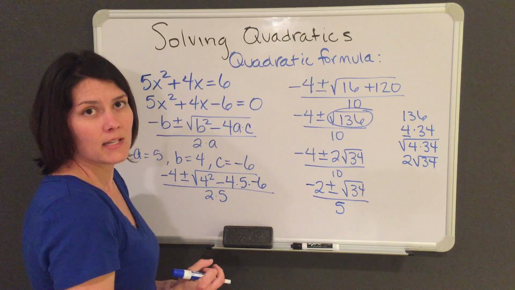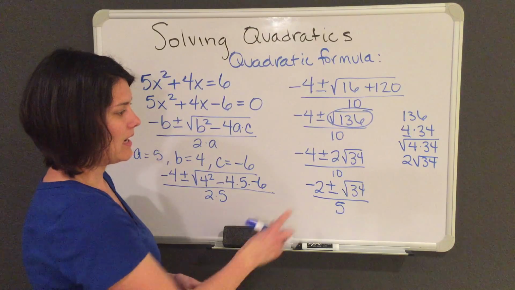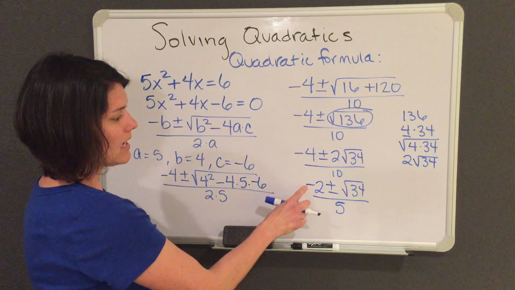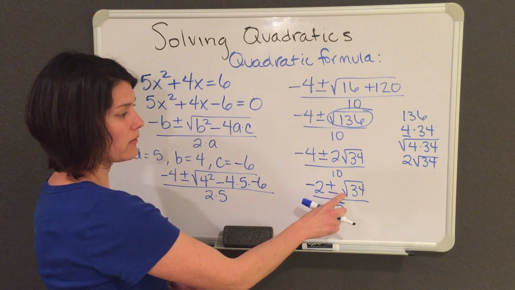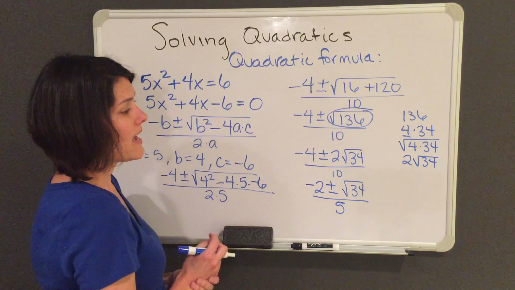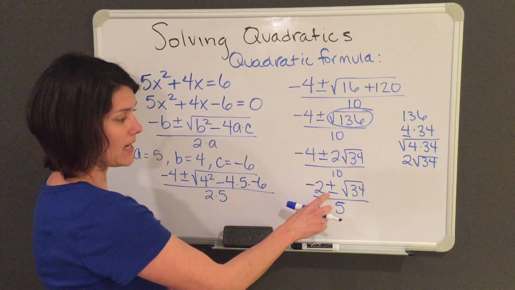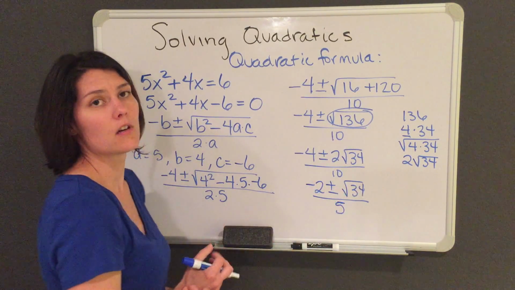This quadratic formula is now in its simplest form, and you have two answers. Negative 2 plus square root of 34 over 5, and negative 2 minus square root of 34 over 5.